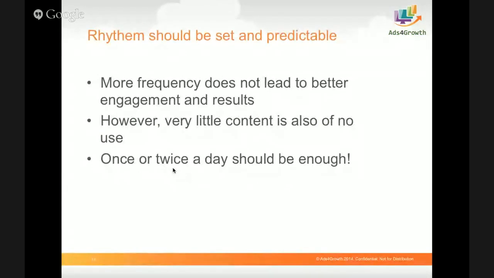Now, having said that, what you should do all the time is connecting with people. You must have a goal of saying, okay, I'm going to reach out to so many people, I'm going to interact with so many people. That should be always on. But coming up with new content, I mean, you should limit it.